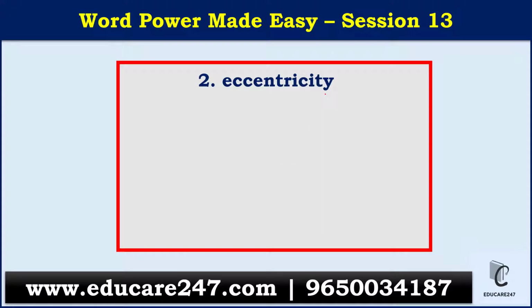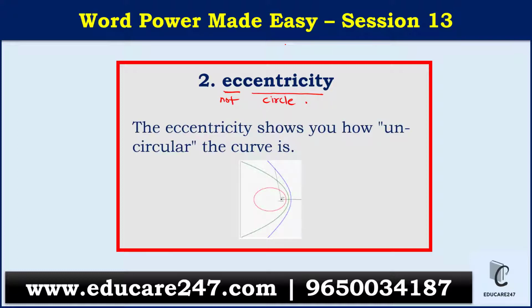Next word is eccentricity. So E generally means not, and centricity, from centrium, center, relates to a circle, I could say. So something which is not circular will be termed eccentric. Eccentricity shows you how much the curve is non-circular. Even in the picture you could see it's measuring by what deviation the curve is not being circular. So that is measured as the eccentricity of that curve.